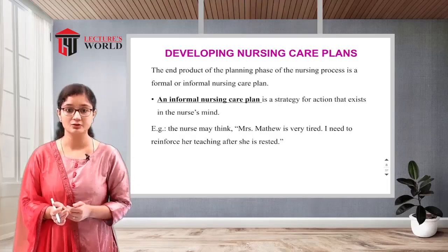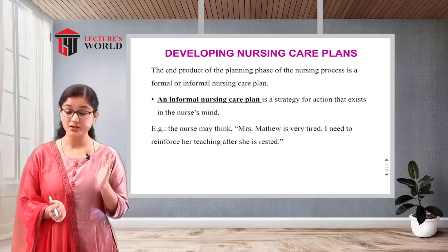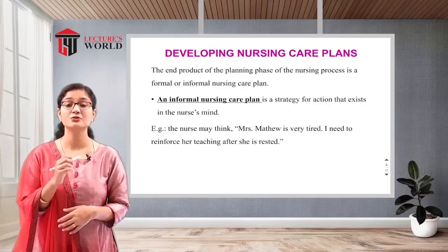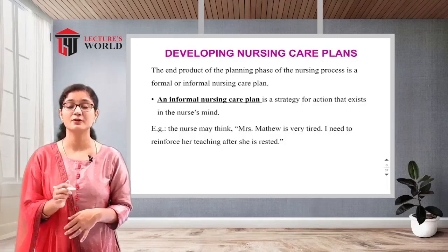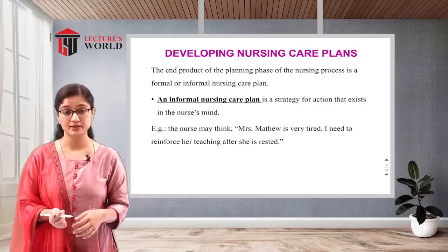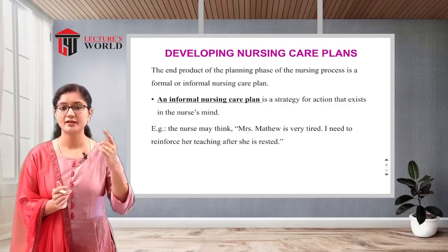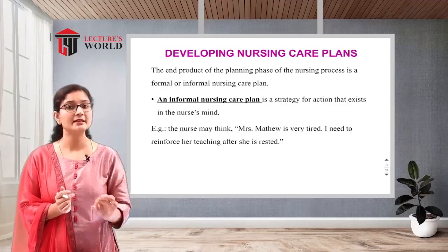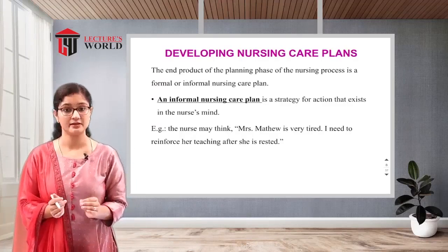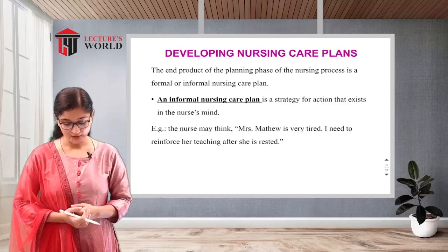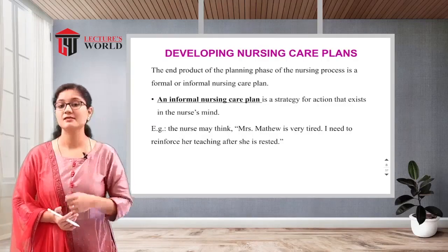The same way here also, in a formal nursing care plan you are going to write it down, keep a record of it, and then you are going to implement it. Informal is something which you are going to keep in your head. In your head means you are just planning it out, you are not writing anywhere. That is called an informal nursing care plan. It's a strategy of action that exists in the nurse's mind.